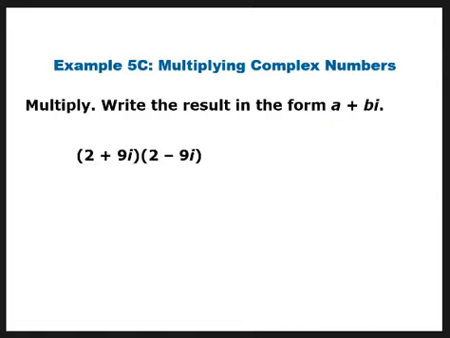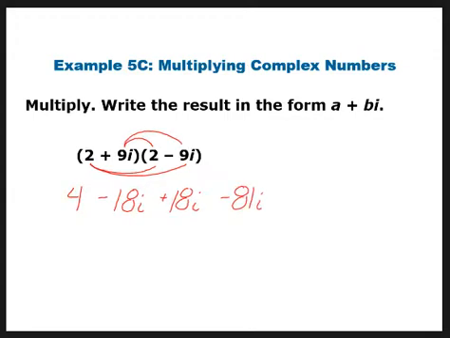Alright, similar fashion here, and you should notice the pattern that's going on here. Essentially, this kind of looks like a difference of squares. I have the same terms in each binomial, but they have a different sign between them. Now I'll do the full FOILing process. 4, I'm going to get minus 18i plus 18i minus 81i squared. Now you can see because you have different signs and a difference of squares, these terms in the middle are basically going to cancel each other out.